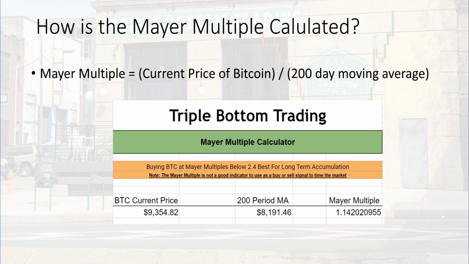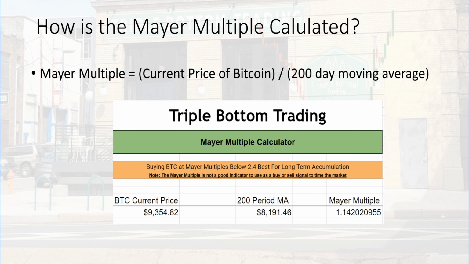It's pretty cool. I have a little warning here that the Mayer Multiple is not a good indicator to use as a buy or sell signal to time the market. Remember, we're not timing the market here. This isn't for day trading. Also, I have above it, buying Bitcoin at Mayer Multiples below 2.4 is best for long-term accumulation.